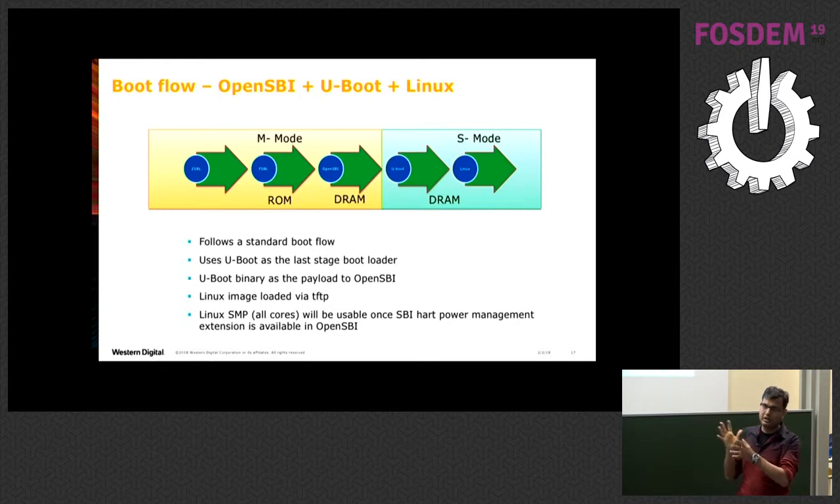So U-Boot becomes the last stage bootloader, not BBL or OpenSBI, and you load the image via TFTP boot. As of now, it can only boot one core. It builds SMP and boots SMP, but we can bring up only one core on Unleashed because there is no SMP support in U-Boot. As soon as we have hart power management, we can bring up all the CPUs. The other harts are just put in the WFI loop in OpenSBI.